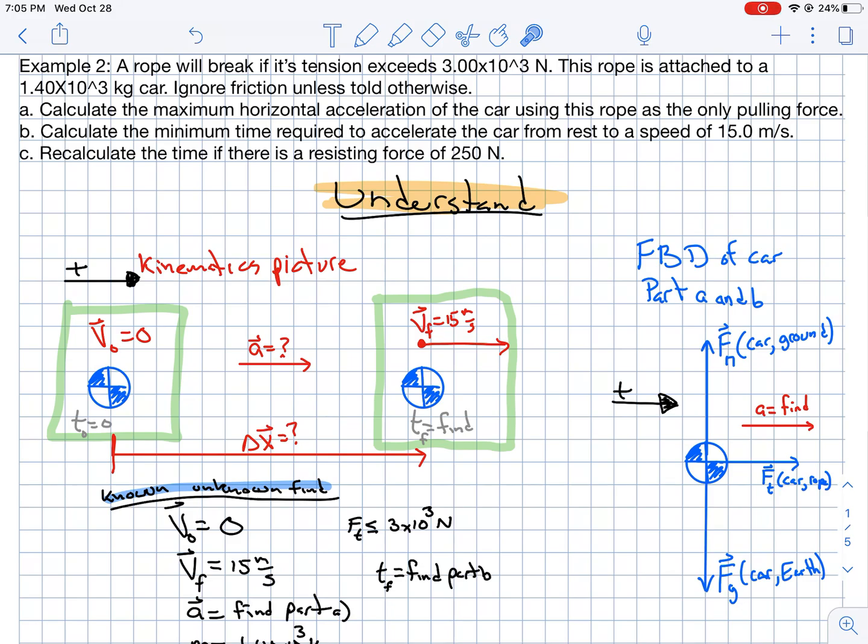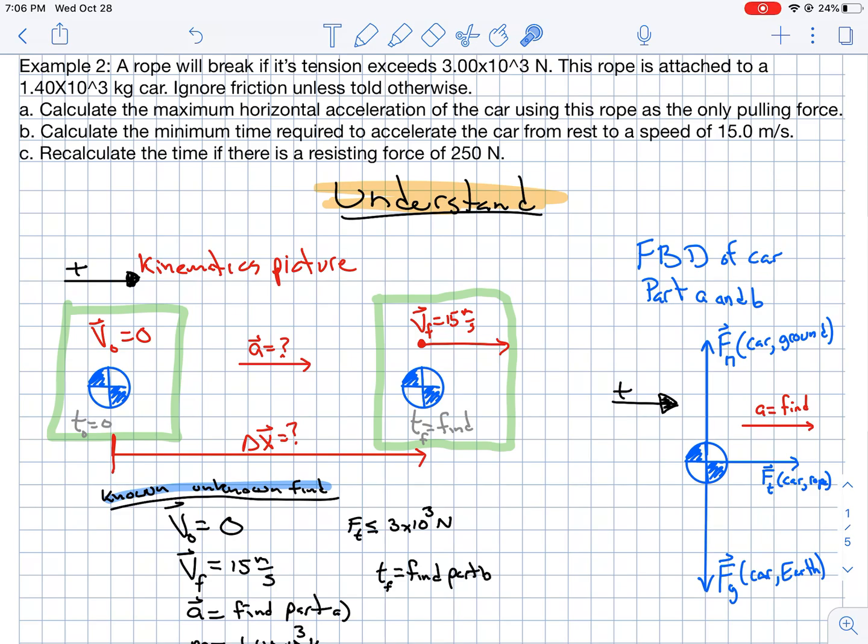and I'm going to represent it here just with the center of mass, center of gravity, and it starts at rest and it ends up having to attain 15 meters per second. Now it does this through an acceleration. That acceleration we don't know. In fact, that is what we are trying to find here in part A of this problem.